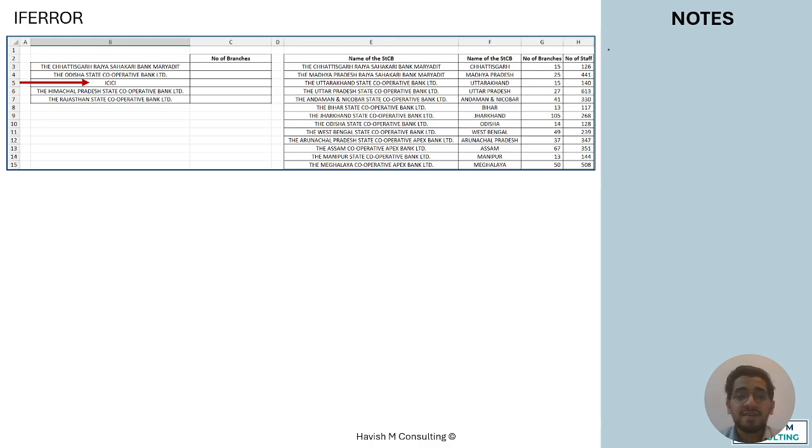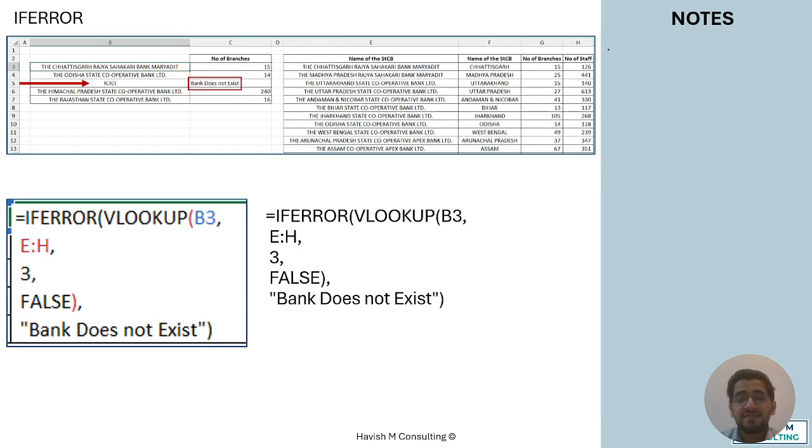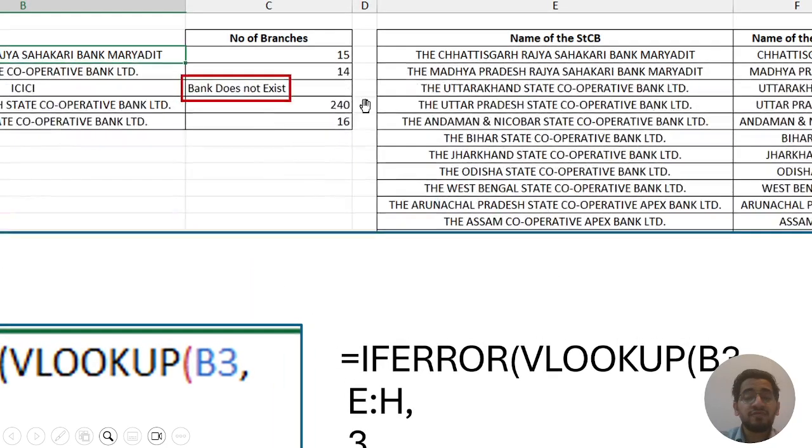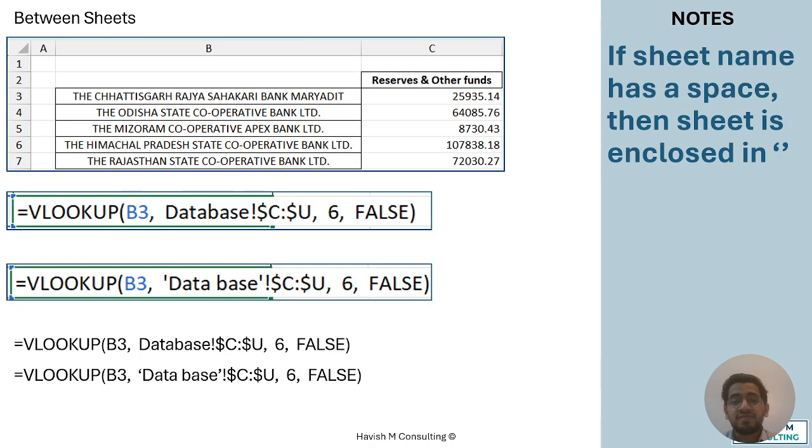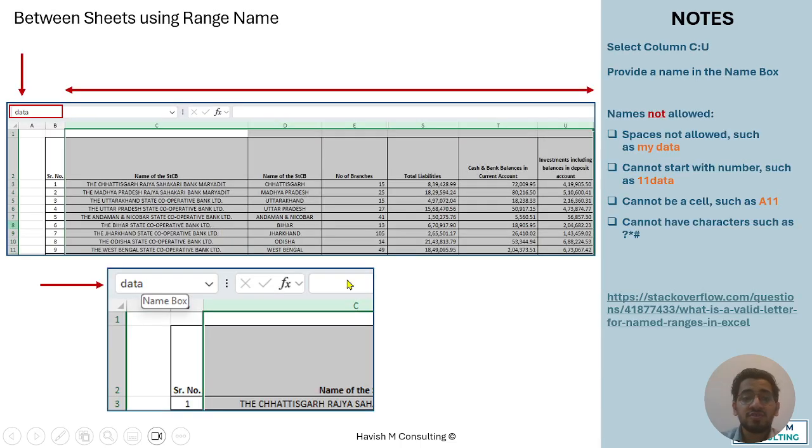Then we looked at the IFERROR function, how it can help you show a different value when there is an error. Then we looked at a little more complex example of how you can do VLOOKUP between two sheets using the sheet name, right? Generally, when I do a VLOOKUP between two sheets, the sheet name is going to come in. What we did was we used the concept of named ranges.